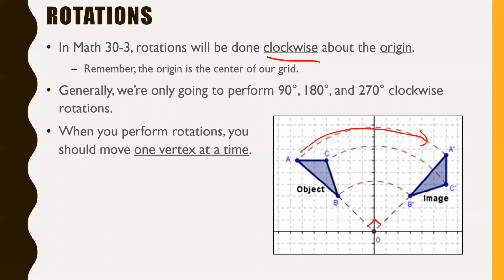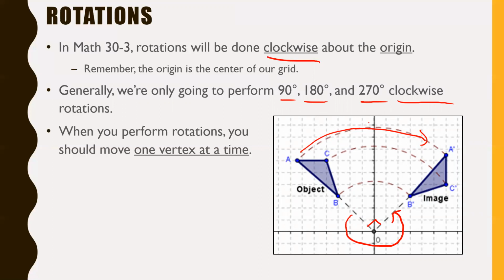A 90-degree clockwise rotation is the same thing as a 270-degree counterclockwise rotation. I don't know if they'll throw any questions like that on you, but it's just a good thing to note right now. So again, generally, we're just going to do these 90-degree, 180-degree, and 270-degree clockwise rotations.